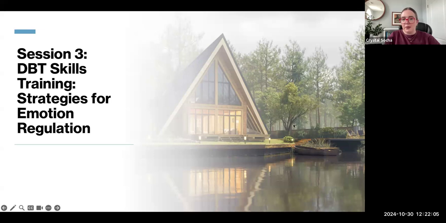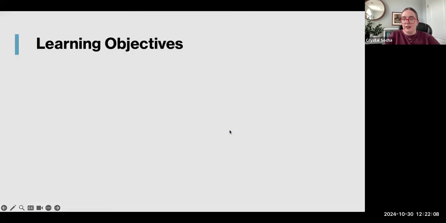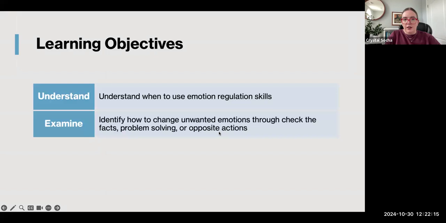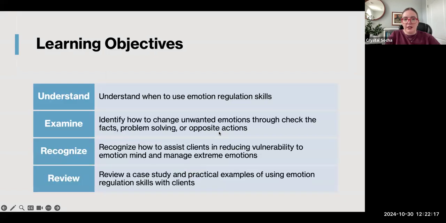Okay. So with our learning objectives, what I am going to cover again are some of these emotion regulation skills, understanding when to use them, identifying how to change some of those unwanted emotions through some of these skills we'll cover. We'll recognize how to assist clients in reducing vulnerability to their emotion mind and navigating some of those extreme emotions, as well as briefly reviewing a case study at the end if we have some time.